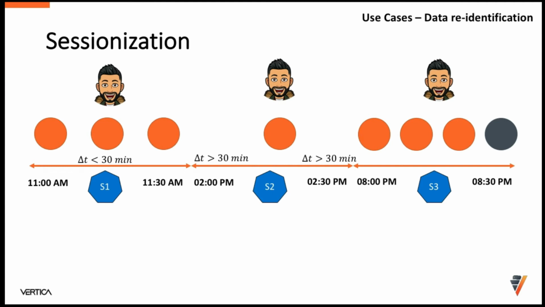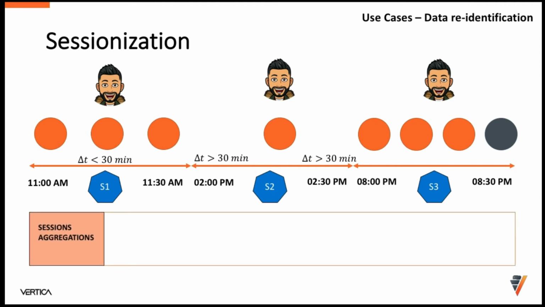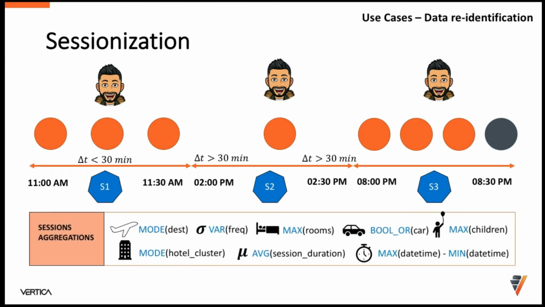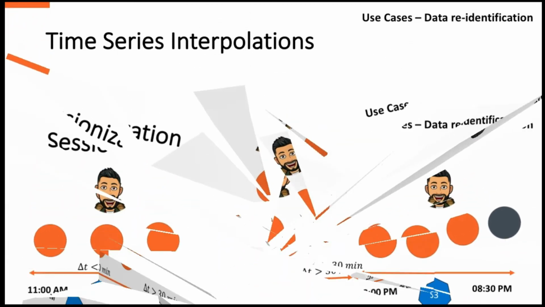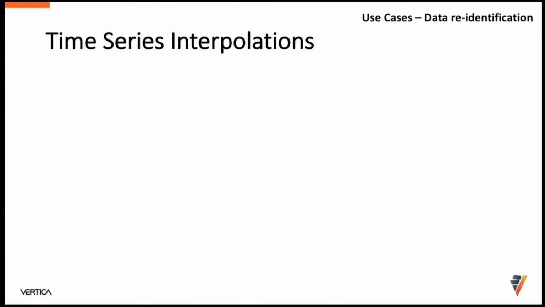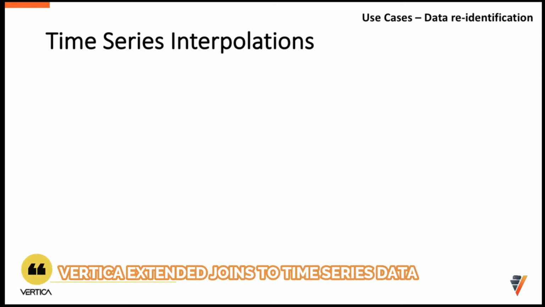We can compute many aggregations for each session, like the session duration, the session click frequency, if a session ended by booking, the most visited hotel. All these aggregations are very important to do re-identification or data matching. Indeed, we can do joins and interpolated joins. That's a very interesting feature which is available in Vertica.